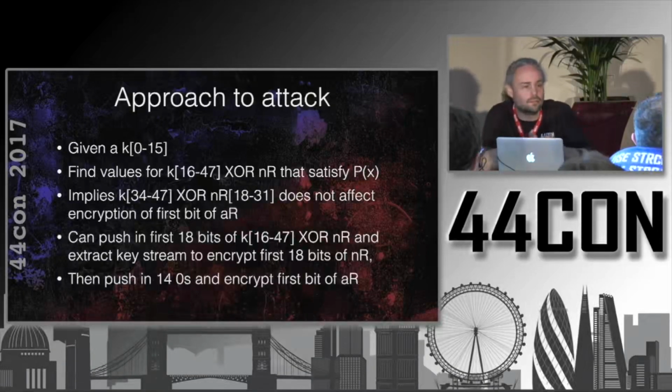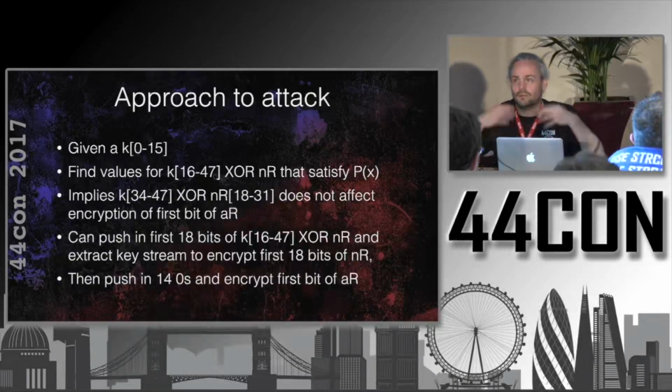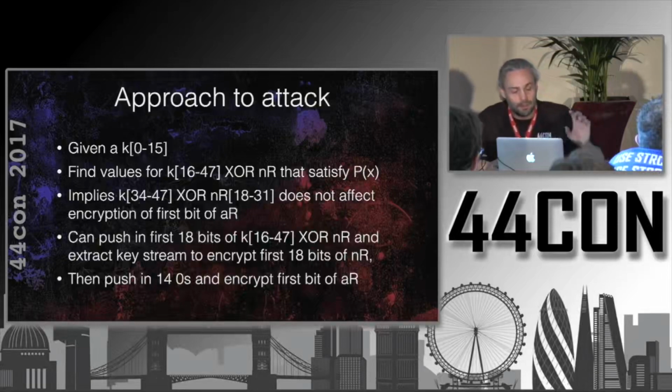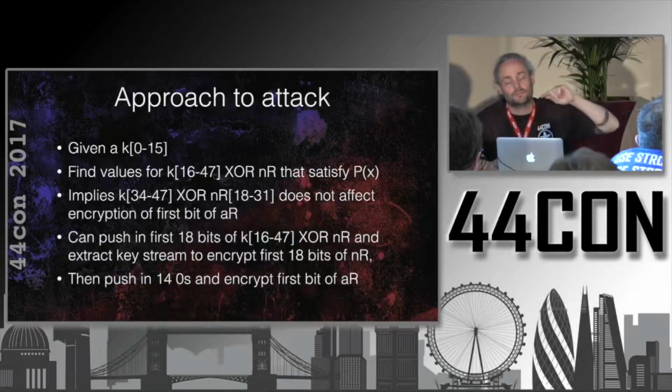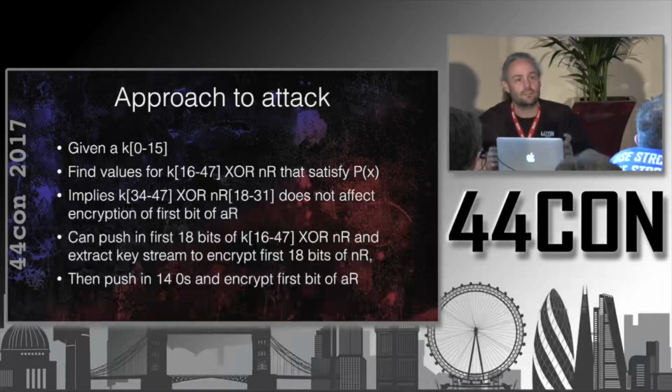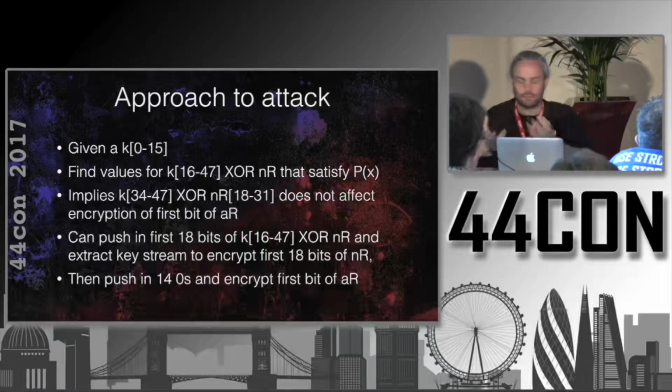Now we don't know the key bits, we don't know NR, but we could find random states that would satisfy P of X, so that the upper 14 bits didn't matter. And then that would mean that we could encrypt the first bit of the challenge response without having to know the upper 14 bits of the state. So instead of having to worry about an entire 48-bit state, we can worry about a 34-bit state for that particular point.